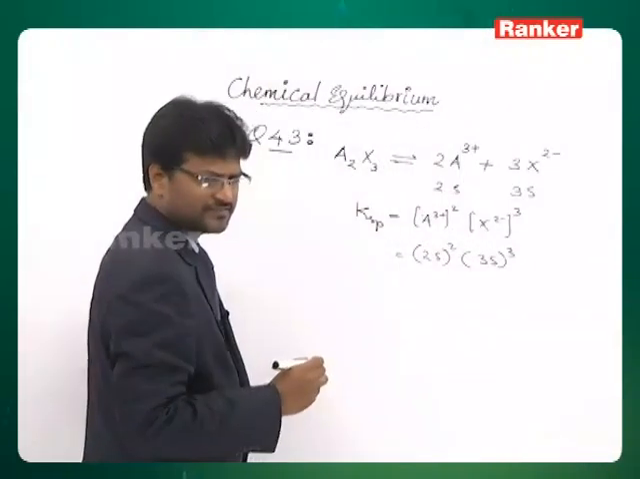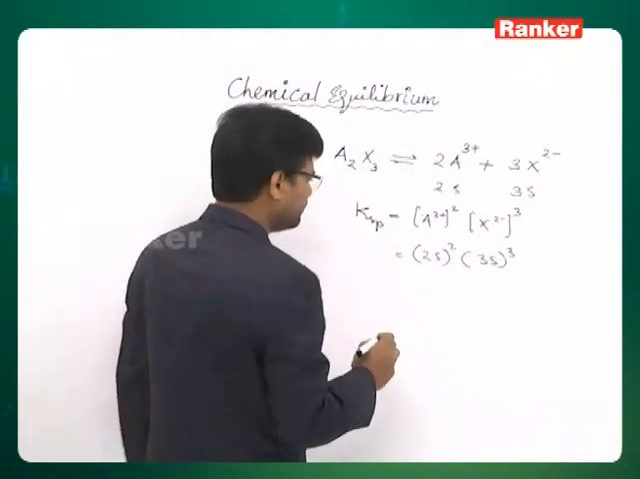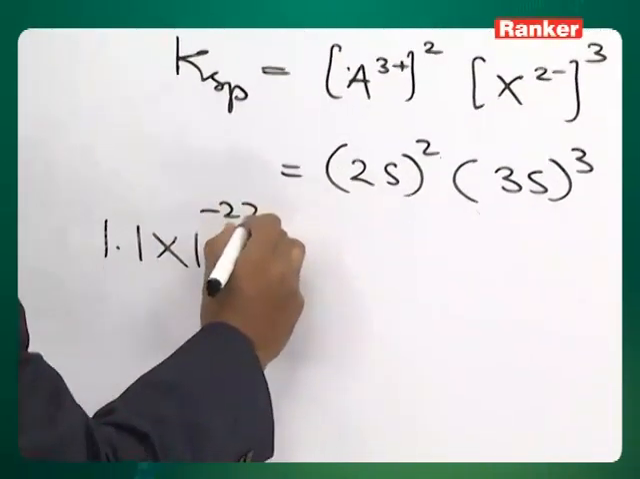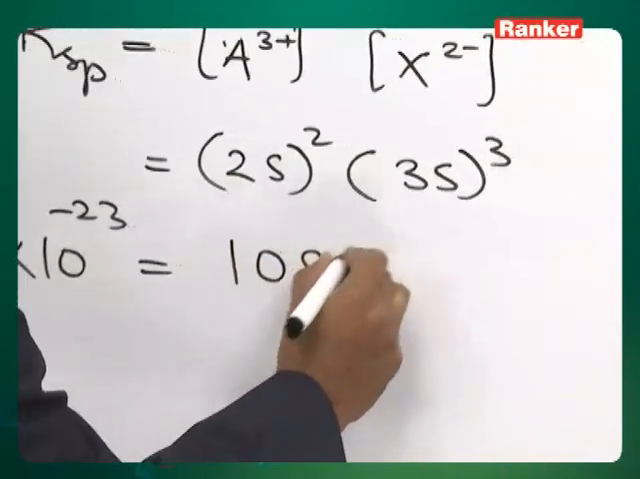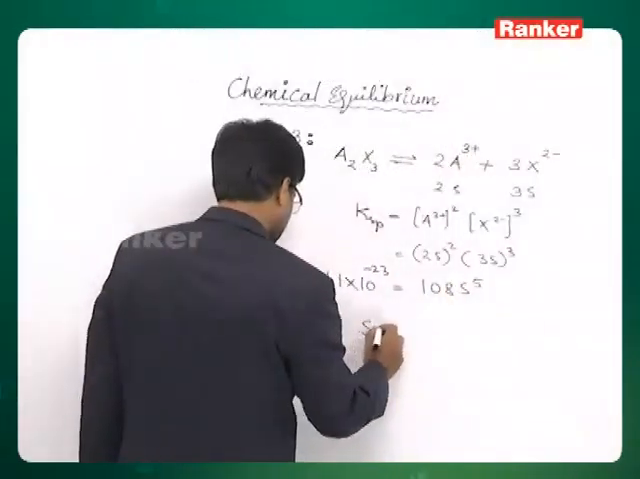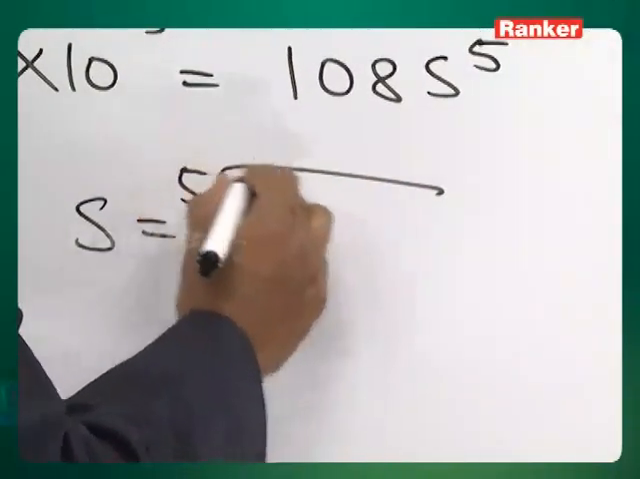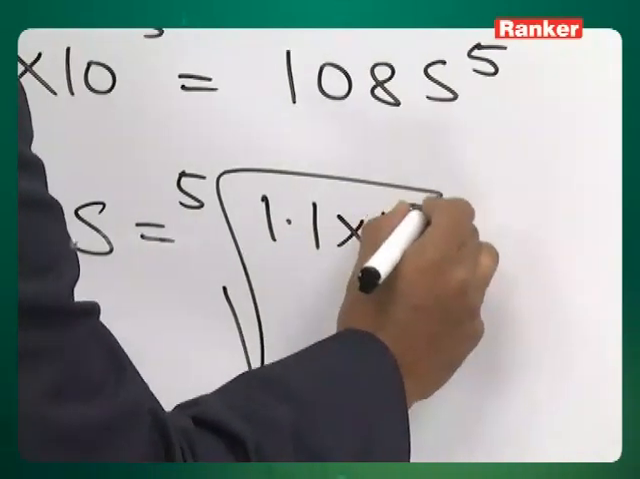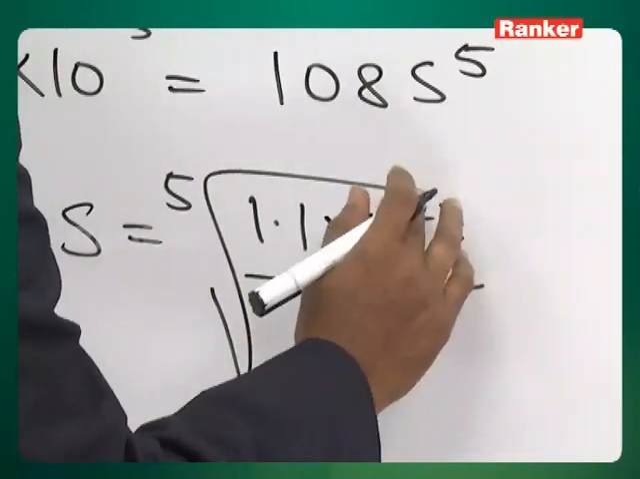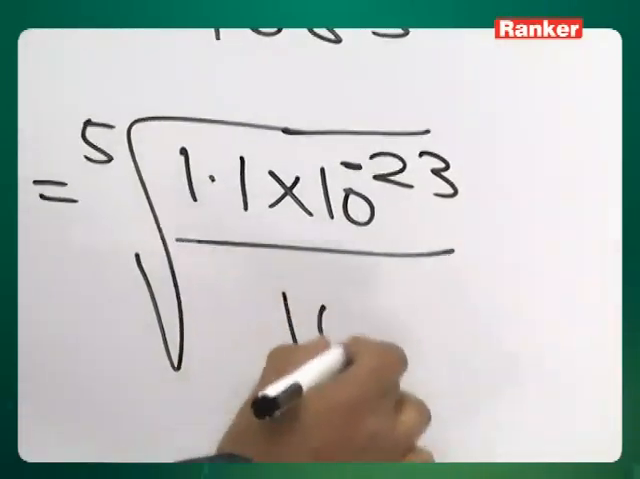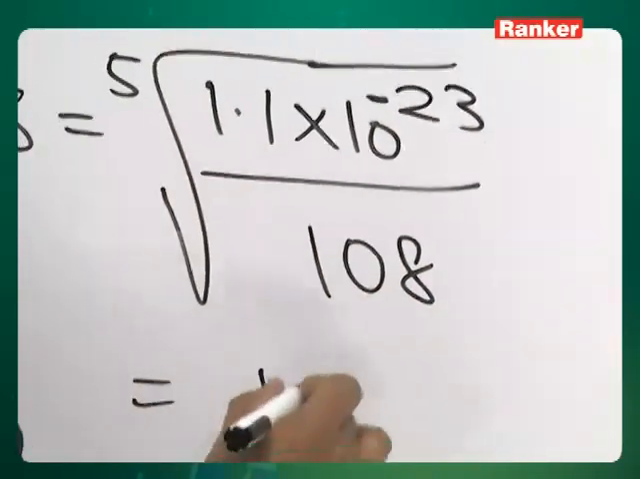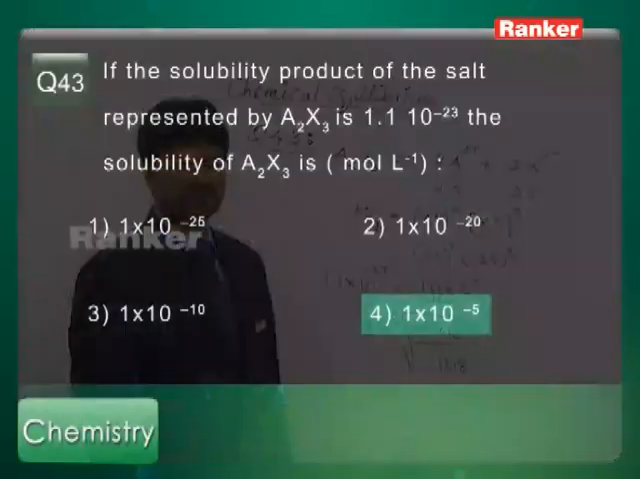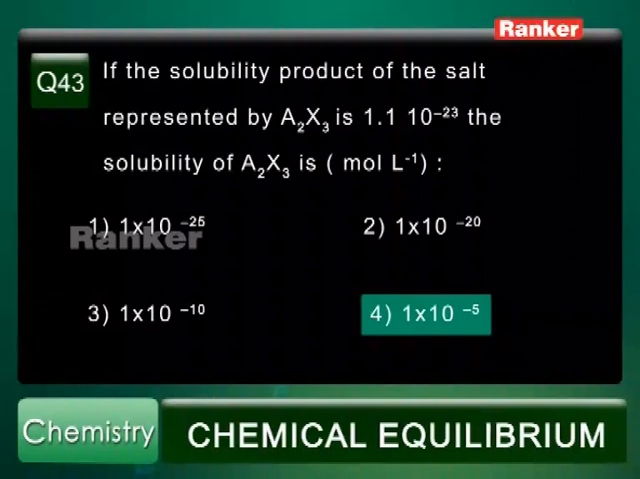If you put the values, 1.1 into 10 raised to minus 23 is equal to 108 S power 5. So S equals the fifth root of 1.1 into 10 raised to minus 23 divided by 108. This comes to very close to 10 raised to minus 5 M. M stands for moles per liter. So the correct answer is the fourth option.